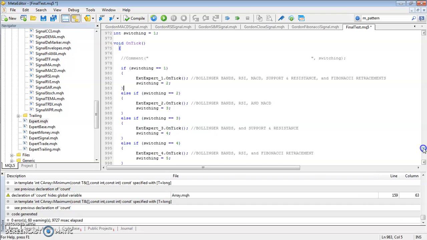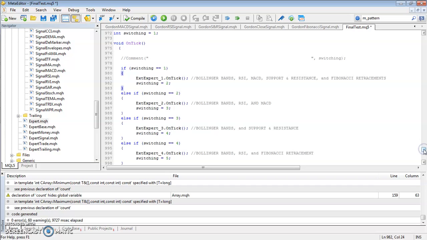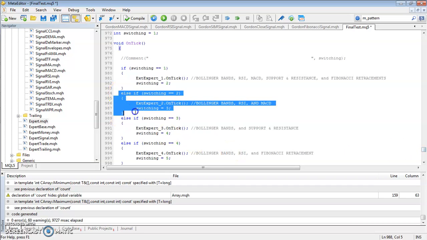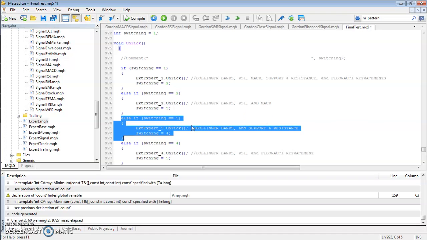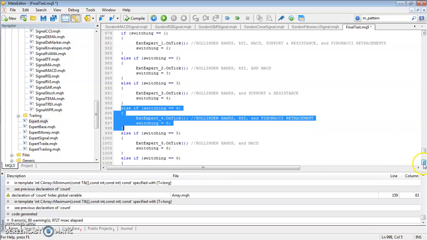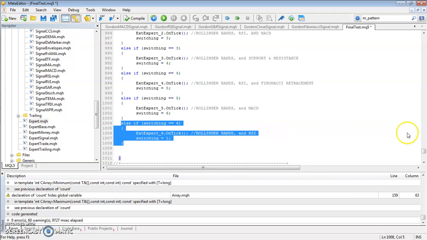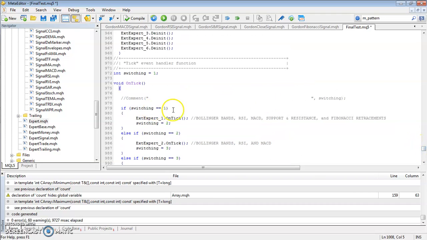So what I do here is I've created a global variable where I start off with switching equals 1. So if switching equals 1, it'll open this trade, and then it'll set switching to 2. So the next tick, it will come through here, and then the next tick it will come through here, and then the next tick will come through here, and the next tick here, and then here, and then it will go back, and again it'll continue going on. I'd just like to show a quick example of what I mean by that.